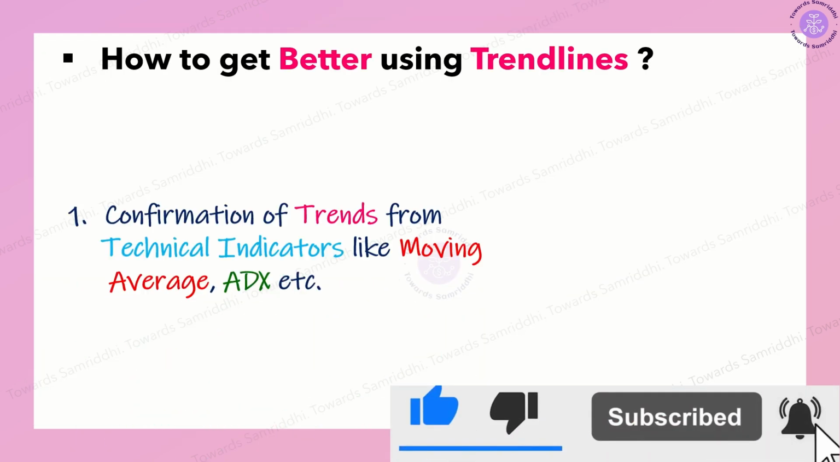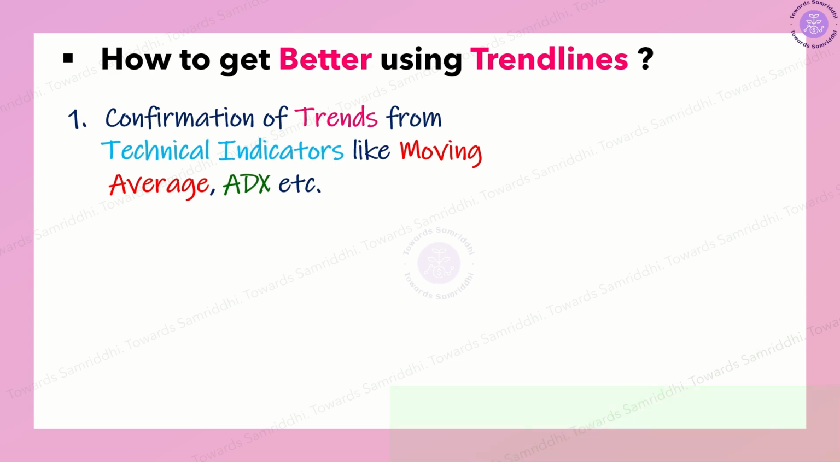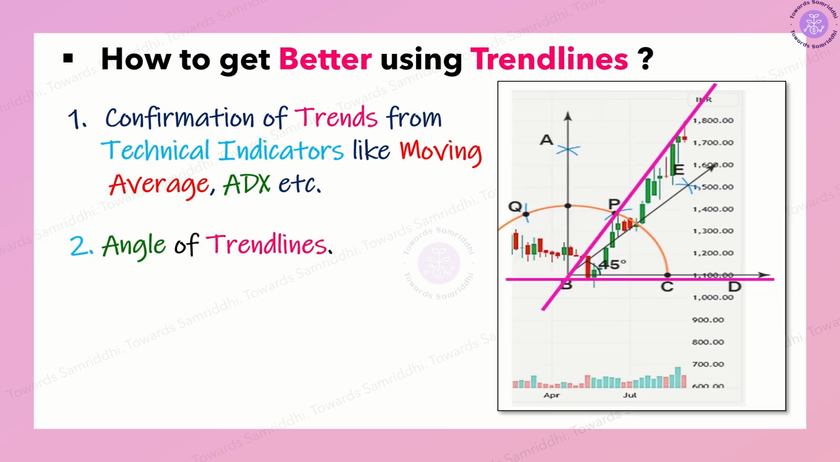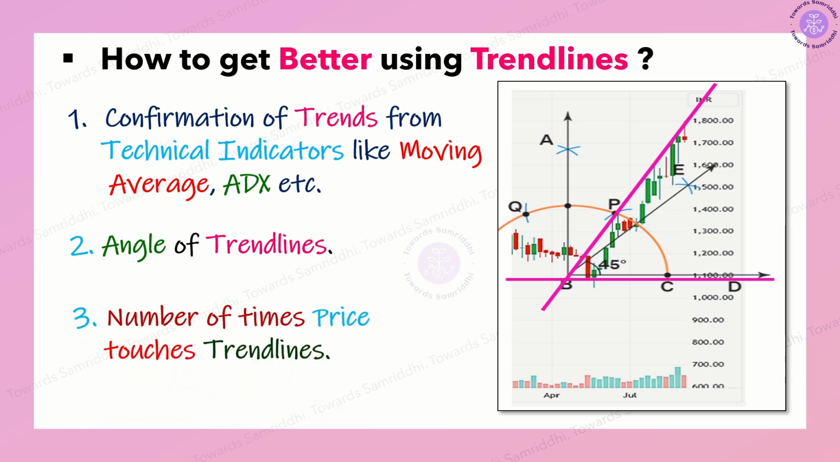To get better at using trend lines, remember: 1. Professional traders use indicators like moving averages and ADX to confirm trends. 2. Pay attention to the angle of the trend line. If it is less than 30 degrees, a trend is too steep and unstable. It's better when the trend's angle exceeds 45 degrees. And 3. The more times a price touches a trend line, the stronger that trend becomes.